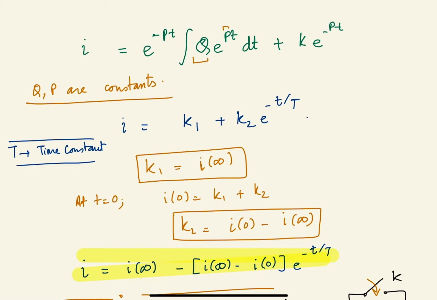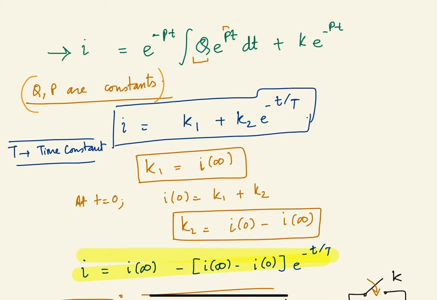If you remember, in the last class we derived this equation for the current I, and we said that I is equal to e to the power minus pt integral q e to the power pt dt plus k e to the power minus pt. Now, in certain cases when the factors q and p are constants, this integral gets simplified, and the equation for current is reduced to I equals k1 plus k2 times e to the power minus t by T, where the term capital T is the time constant.